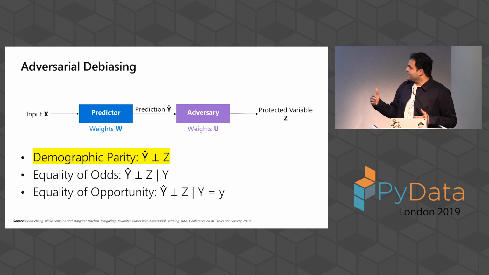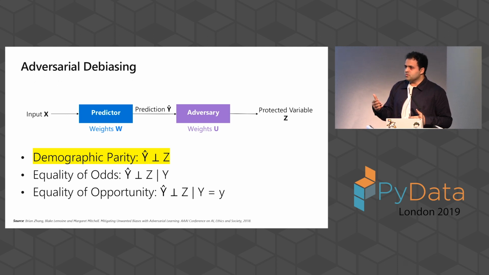What this protected variable means is basically a variable that is a proxy for a feature that you're trying to unbias. So if you want a model that isn't biased towards a given race or a given gender, then you would use the protected variable to somehow capture that feature. And what the predictor is trying to do is you're going to update the weights of the predictor in such a way that you throw the adversary off in being able to predict that protected variable.